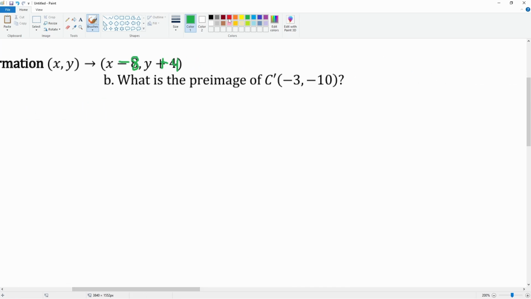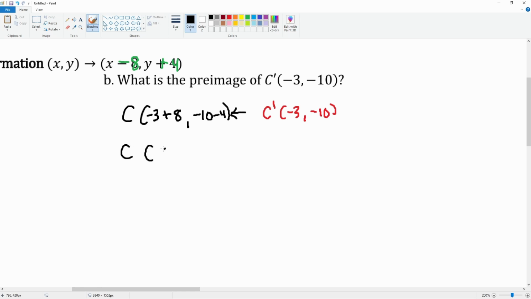Okay, here you're going to go backwards because we have the preimage C prime, (-3, -10). We want to go backwards, so we are going to apply the rule backwards now. So C is going to be negative 3, but we're going to add 8. And negative 10, rather than plus 4, we're going to minus 4. So C, it is (5, -14).